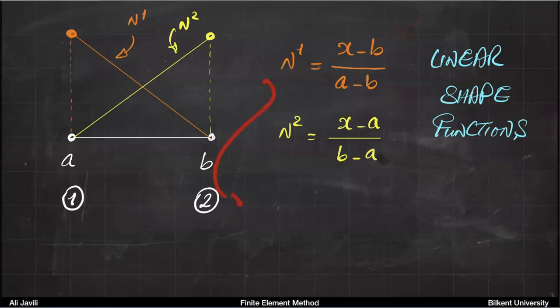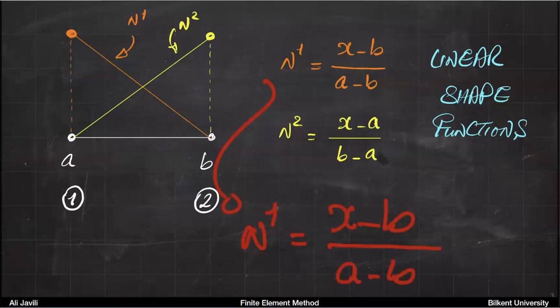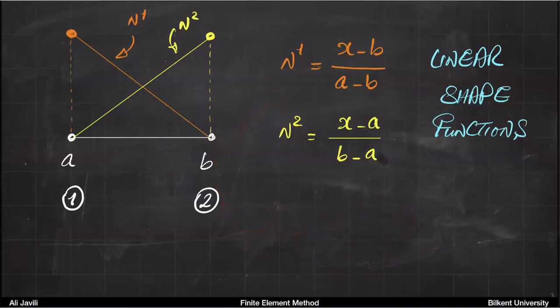You would say N1 is x minus b. So this part makes sure that it is 0 at point with coordinate b, but then at coordinate a, the value of n1 would be a minus b. So in order to have it 1, then you also normalize it by that. So that's how you construct them, basically.